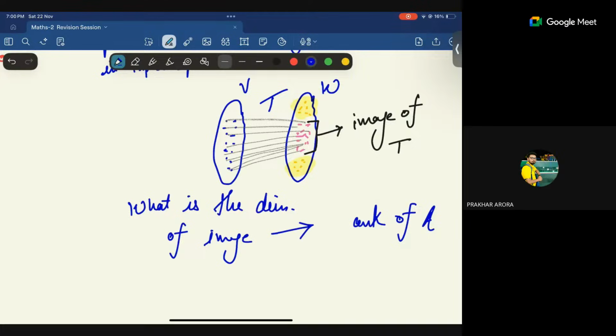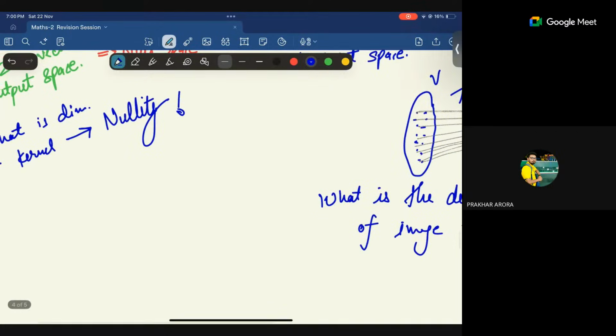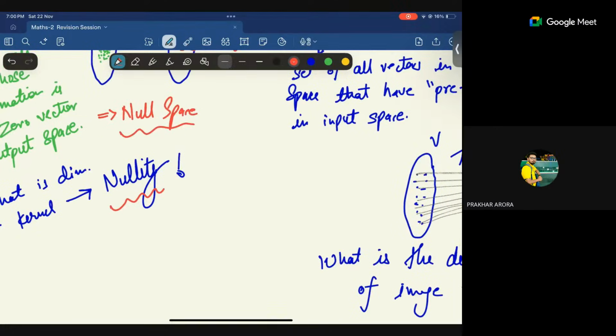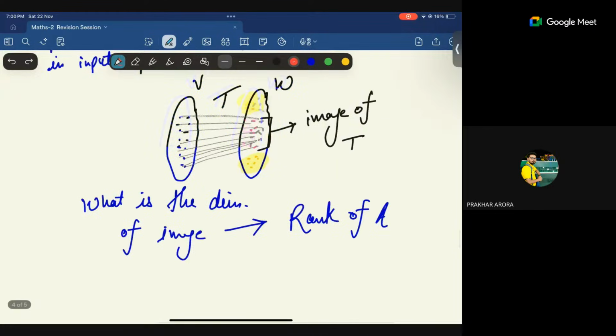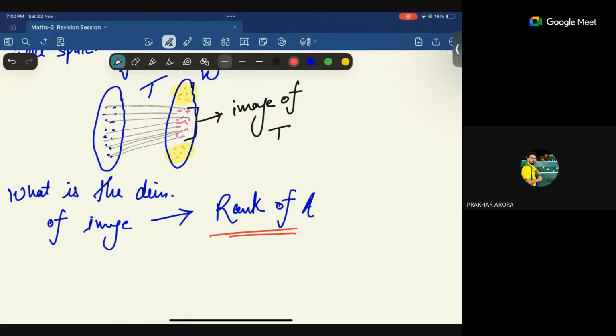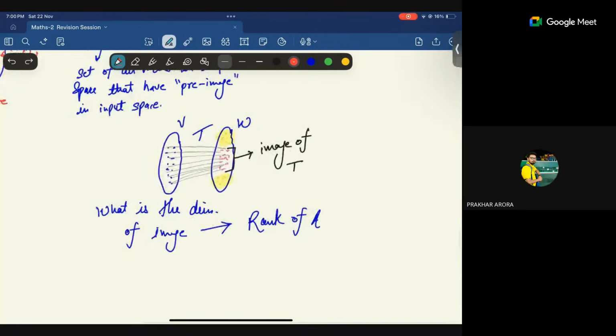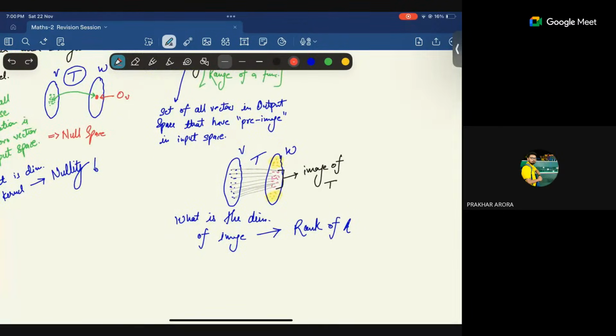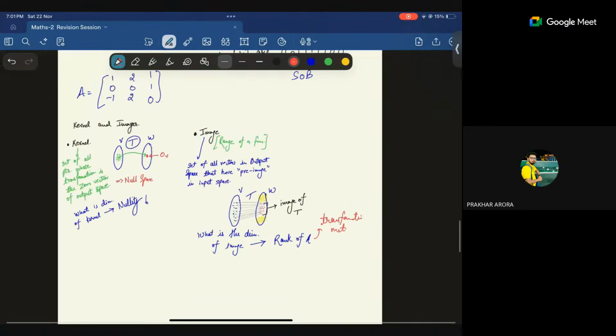Now for the kernel, it was obvious that it is nullity, because I already proved that this is a null space only. But here I'm not going to prove why this is equal to rank of A. Not the night for that discussion. But you can just understand that there is something happening there which makes this dimension of image equal to rank of A. And what is A here? This is the transformation matrix, or this is also called matrix of transformation. Okay, is this clear?